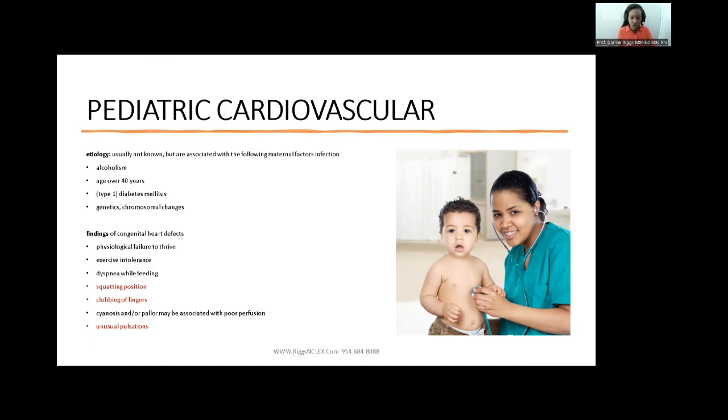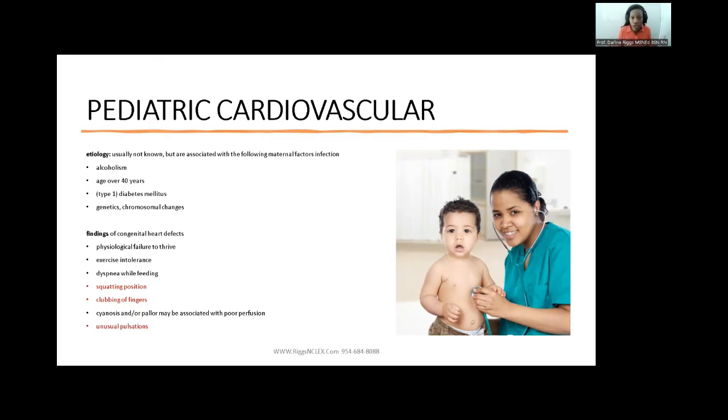Now, whenever, not just children, whenever people in general have conditions that deprive them of oxygen, they end up with what we call clubbing of the fingers. Okay, so the nail bed gets bumpy. You have them do this and it's bumpy. They have this 180-degree bump. That's clubbing of the fingers. There's blue cyanosis. Some conditions may even cause them to be pale. The whole point is because they have poor perfusion due to these conditions. And they have unusual pulsations. We're going to talk about coarctation of the aorta.